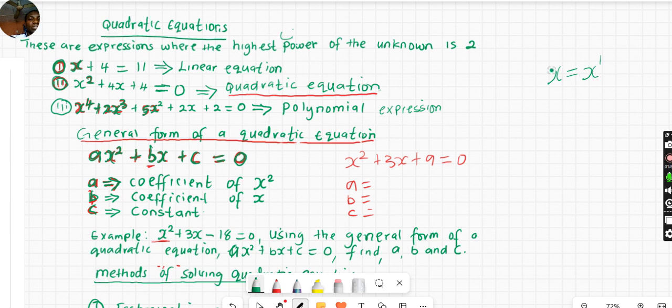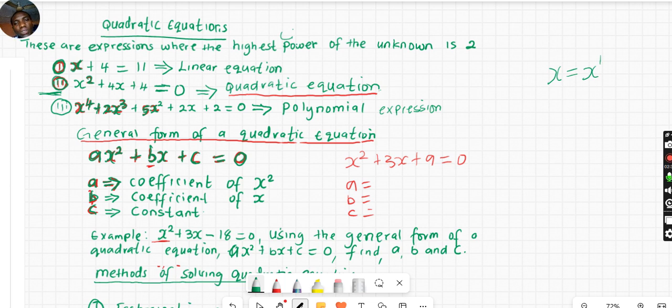Let's look at number 2 here. The second one has x squared plus 4x plus 4 equal to 0. This one, we call it a quadratic equation. Why do we call it a quadratic equation? It's because the highest power of the variable, which is x, is 2. So if you look at it, we have x squared plus 4x plus 4 equal to 0. The highest power of the variable here is 2. So this equation is a quadratic equation.